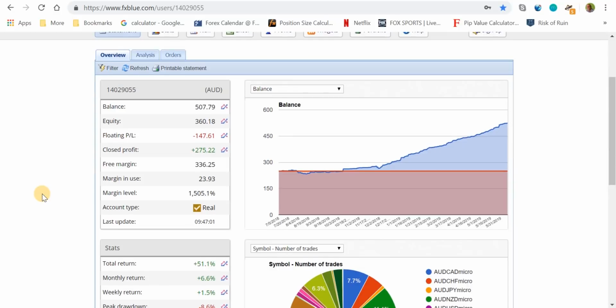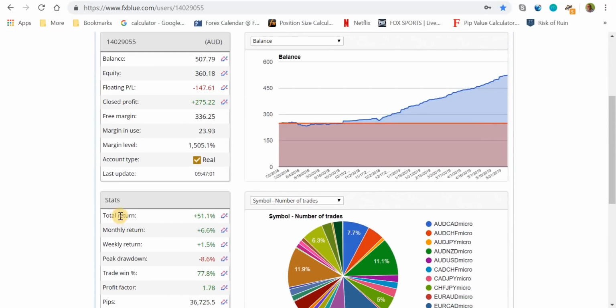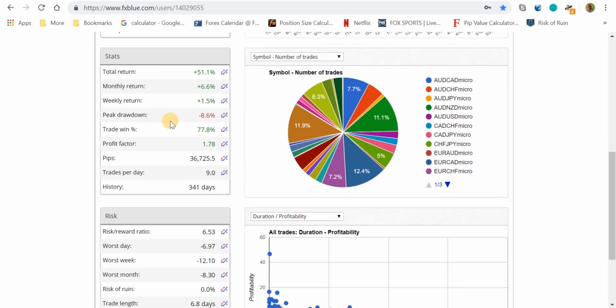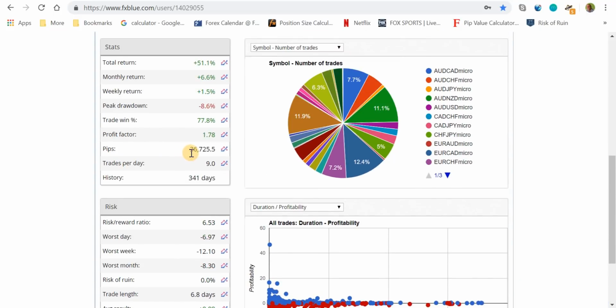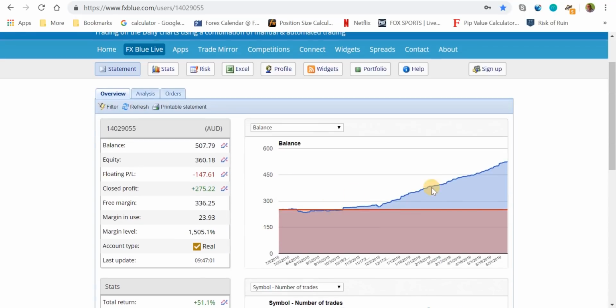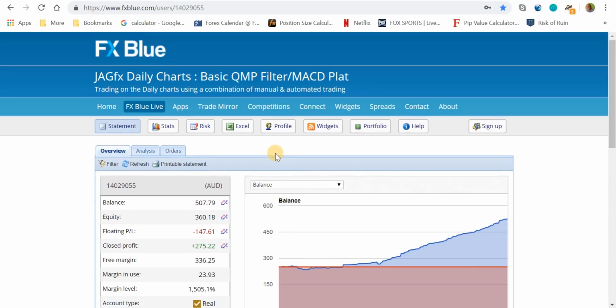And the balance, this is just FX Blue. It's a third party. So you can go through here and you can see all the results for this account. It's always in drawdown because it's always got a floating loss. No big deal. It's been going for about 341 days, and it's racked up 36,725.5 pips. So if you're interested in that sort of trading, there's a shared file in that files folder in the Facebook group.